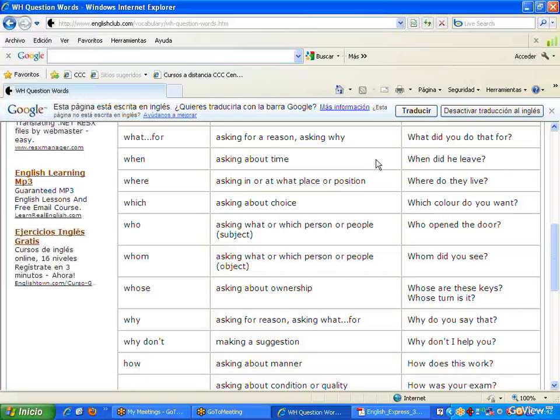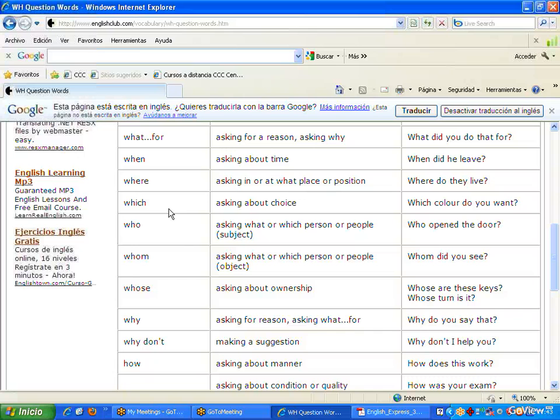Or we have where. ¿Dónde? So, ¿cuándo? ¿Dónde? Asking in or at what place or position. So, where do they live? ¿Dónde viven? And here we have which, okay, which is cuál. Asking about choice, como elegir. Which color do you want?